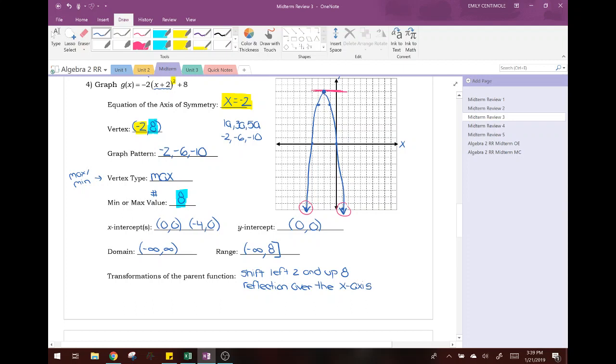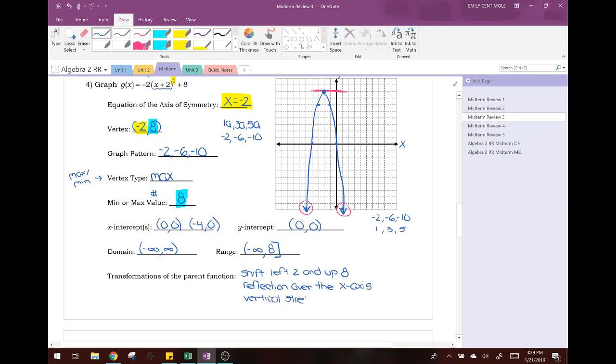And if I compare my graph pattern, I have a negative 2, negative 6, negative 10 to my normal 1, 3, 5. The comparison between the positive in the normal graph pattern and the negatives here points to my reflection, and then the 1 becoming a 2, the 3 becoming a 6, the 5 becoming a 10. Talk about a vertical stretch of this graph.